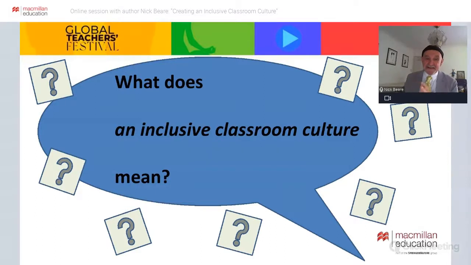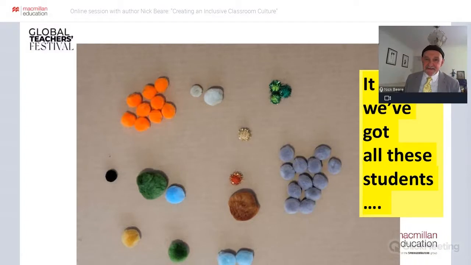Right, so what does an inclusive classroom culture mean? Well, let's have a quick look. Let's move on to this picture. It means we've got all these different types of students, and we'll talk about these different types of students here. Sometimes where we've got one type of student they all cling together, like the little orange pom-poms. They're all kind of the same and they stick together.